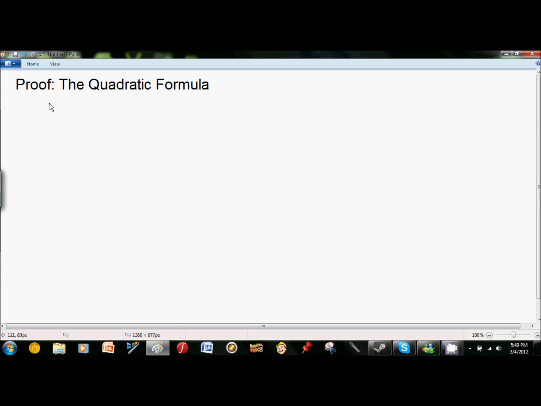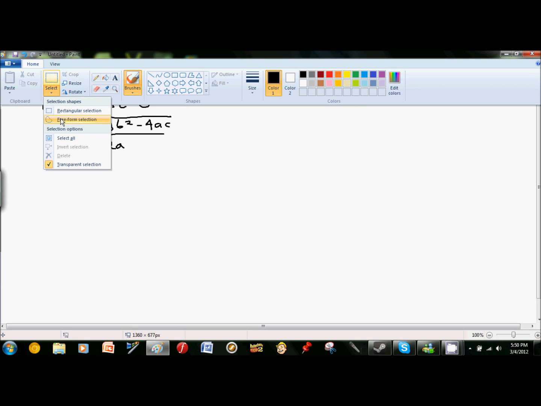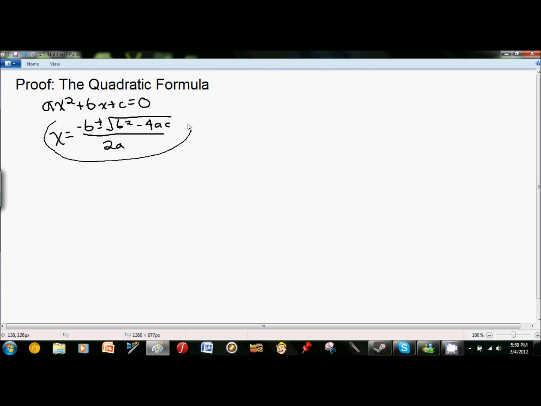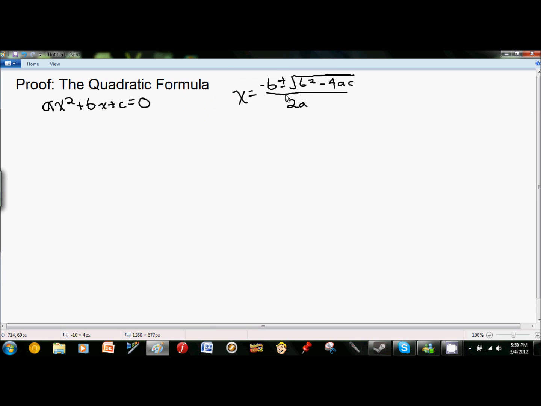Today we're going to go over one of the most important formulas in algebra, known as the quadratic formula. For those of you that don't know, the quadratic formula says that if we are given the equation ax squared plus bx plus c equals 0, where a, b, and c are all constants, then the value of x is equal to negative b plus or minus the square root of b squared minus 4ac all over 2a. So today we're going to prove why that is true through the use of an extremely useful technique in algebra known as completing the square.